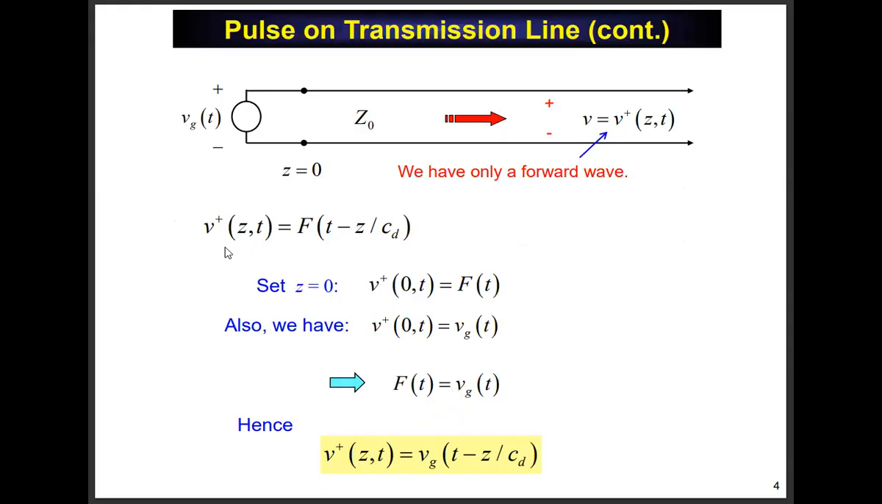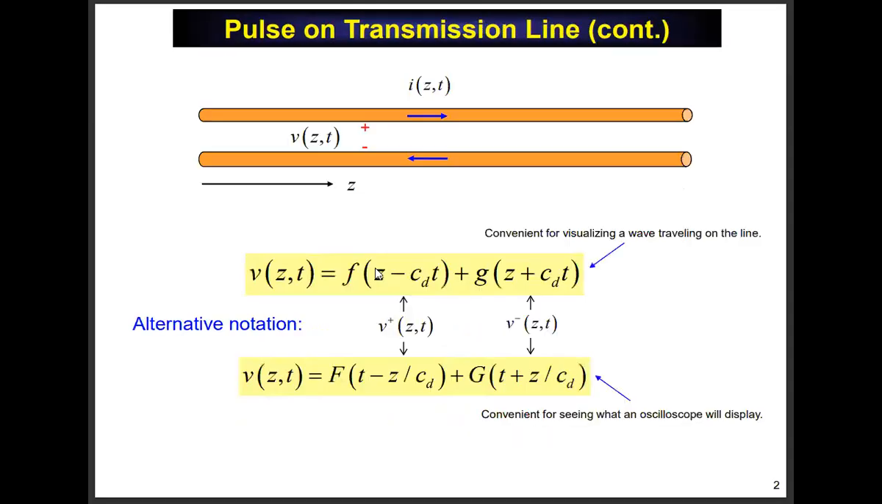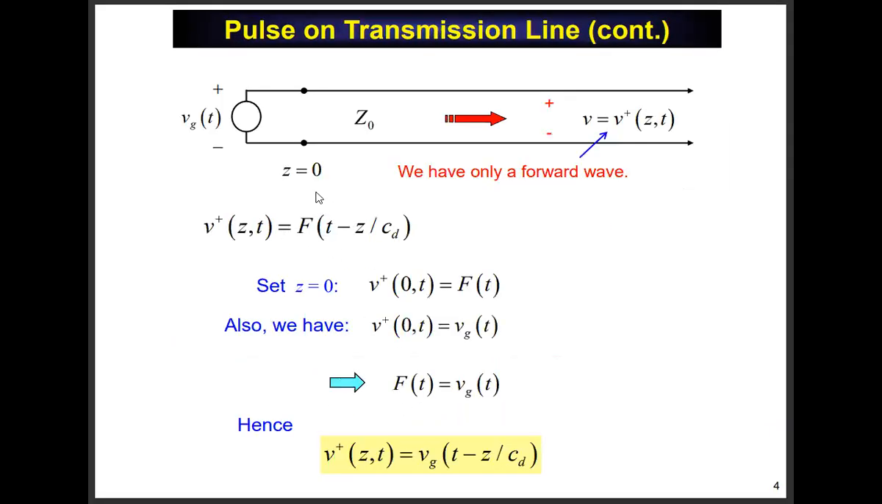Here's the general form that emphasizes I have a wave going in the positive z direction, a function of z and time. But remember, we know it can be written like this. So these are two different notations for the same thing, a voltage wave going in the positive z direction. This illustrates the functional dependence: t and z are related.